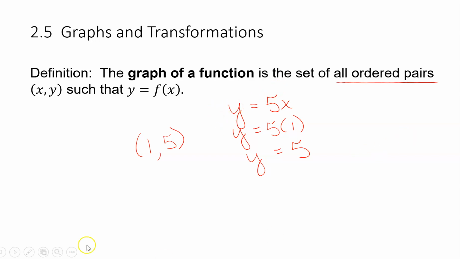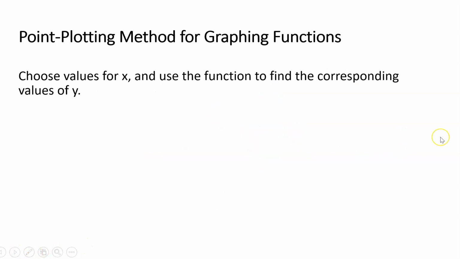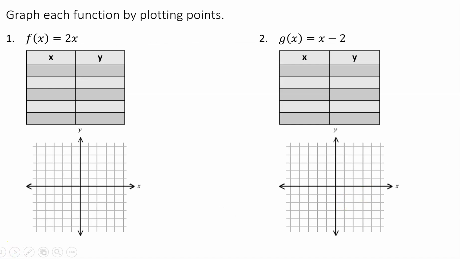So we are going to practice that concept with what's called the point plotting method for graphing. You choose values for x and use the function to find the corresponding values of y. So it's kind of like evaluating a function, which we just did in this unit, where you plug in the number for x and work it out, and then you get an answer, which will be y. So let's go ahead and try some problems. Our first function is f of x equals 2x.